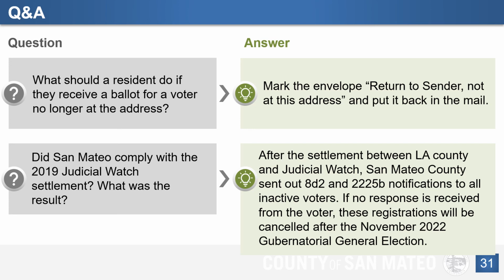Question: did San Mateo comply with the 2019 Judicial Watch settlement? What was the result? Answer: after the settlement between LA County and Judicial Watch, San Mateo County sent out 8D2 and 2225B notifications to all inactive voters. If no response is received from the voter, these registrations will be canceled after the November 2022 gubernatorial general election.